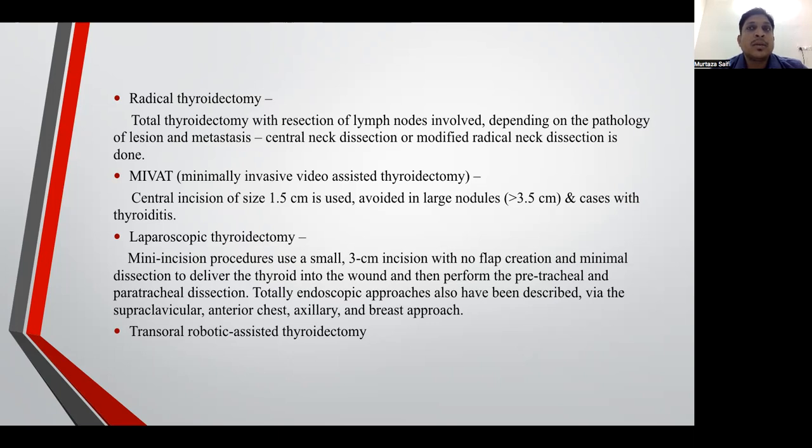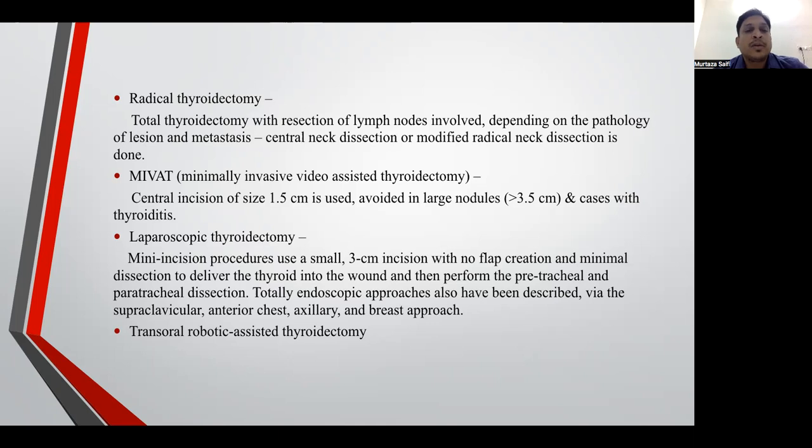Now there is laparoscopic thyroidectomy. This is the most popular method nowadays. Many institutes, many big centers are doing it. With laparoscopic thyroidectomy the vision is good. You can very well appreciate the recurrent laryngeal nerve, but it needs some expertise. The scar is less, patient compliance is good, and obviously patients prefer scarless surgery.